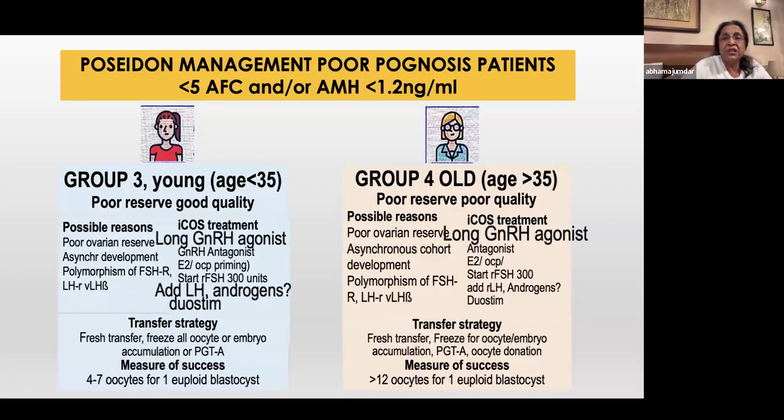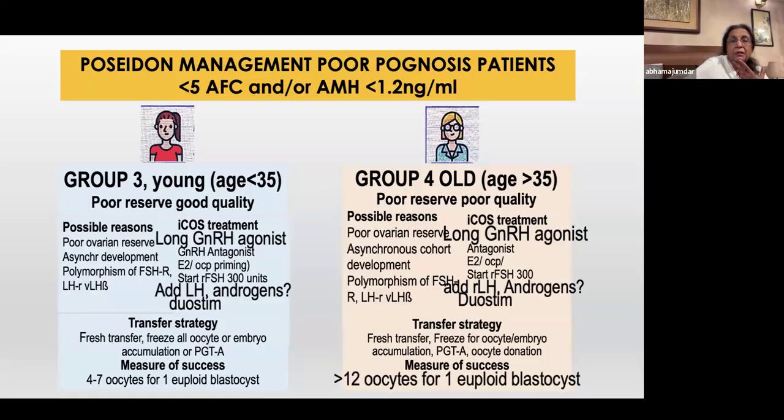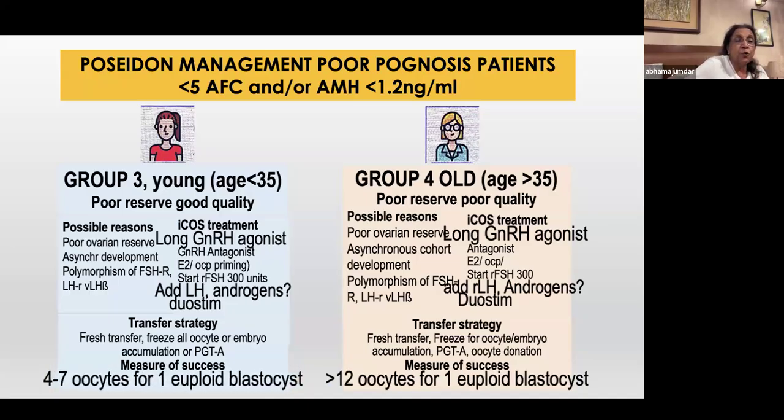So long GnRH agonist protocol has come into use only in patients of poor ovarian reserve, where the cohort was poor and the antagonist protocol did not give us a good number of oocytes depending on the AMH, and hence we started resorting to long agonist protocols only in this group of patients. And the additives are the same in both, but in the older age, we need more than 12 eggs for one euploid blastocyst, whereas in the younger age, just 4 to 7 oocytes can yield one euploid blastocyst.